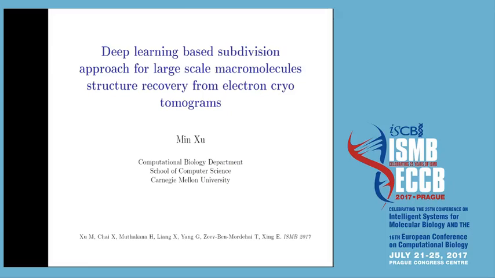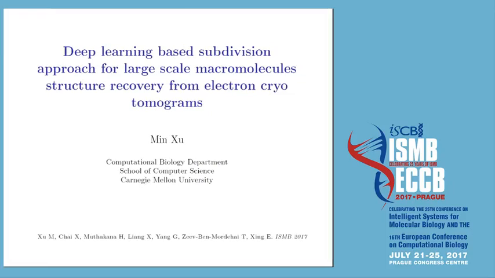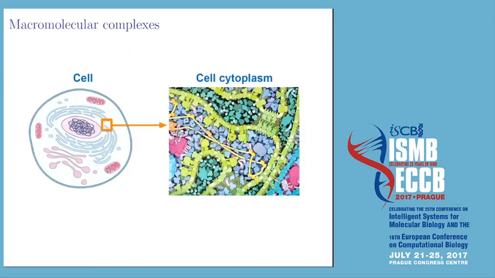about our recent work on using deep learning for the analysis of cellular electron cryo-tomograms. So this is a painting of a hypothetical subregion of cellular cytoplasm. Inside such a cytoplasm, we can see that there are a lot of macromolecular complexes with complicated structures and spatial organizations. Macromolecular complexes are nanomachines that participate in a wide range of cellular processes.